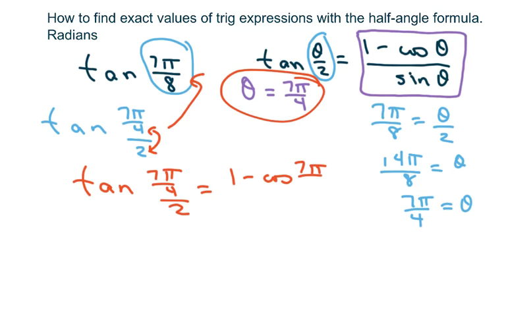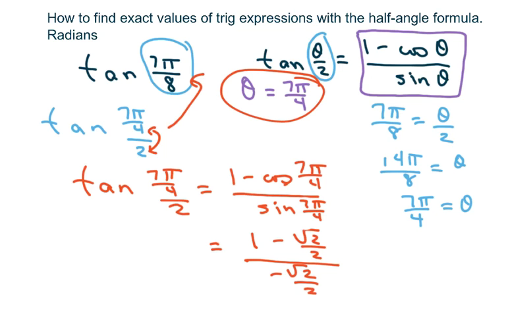And this one you don't have to worry about what quadrant you're in. Okay, so cosine of 7 pi over 4, this is in quadrant 4, so it's going to be 1 minus square root of 2 over 2. However, sine of 7 pi over 4, oops, I should have written 7 pi over 4 here, is negative. So it's negative square root of 2 over 2.